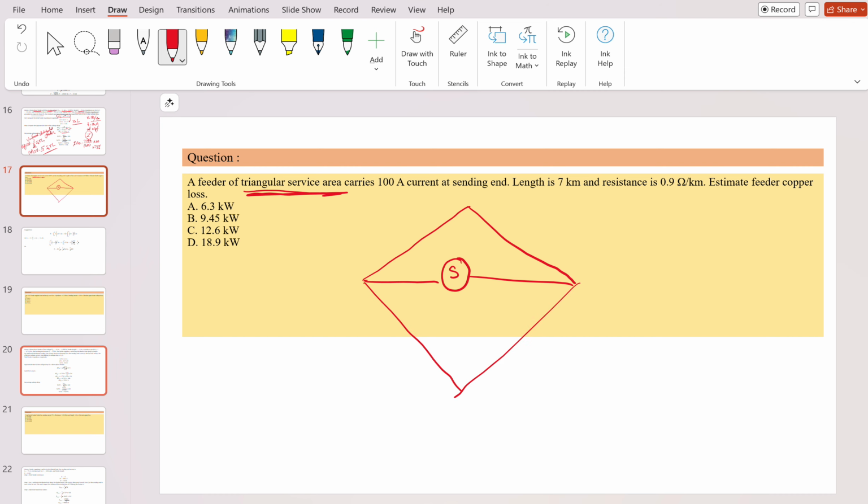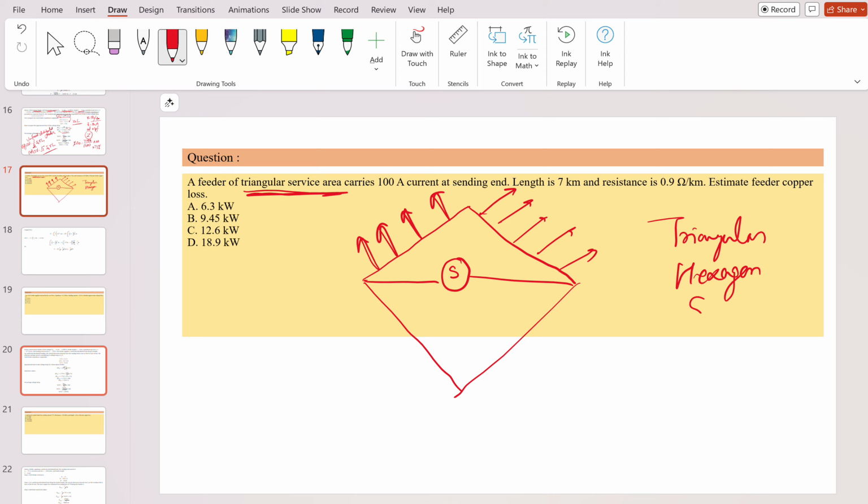The feeding will be from this side, uniformly distributed from here in. This kind of structure is very prominent in a triangular feeder, or you can say a hexagon structure feeder. These are prominent feeder structures, and you have seen them in the lecture videos as well.